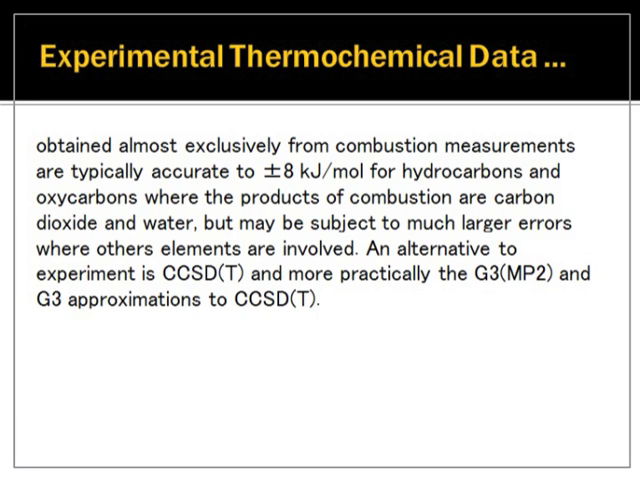And if you look at errors, there may be plus or minus 8 kilojoules, about 2 kilocalories, for hydrocarbons and oxygen compounds, oxycarbons, where the combustion products are well defined: carbon dioxide and water. And if you go to other elements, even something as simple as nitrogen, the errors are quite large. There's a very strong reason to not use experiments to judge practical theories, because the errors are really quite large.